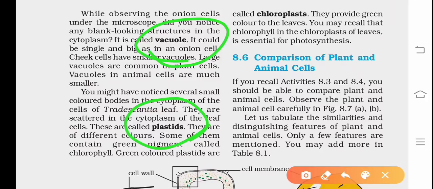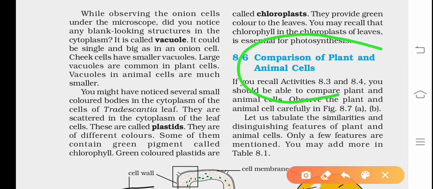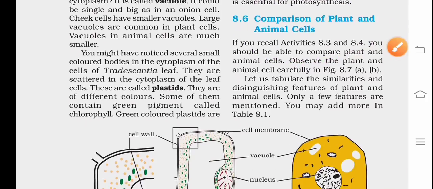They can be like chloroplast, which consists of the green pigment called chlorophyll and helps in the process of photosynthesis in plants. But the plastids are present only in the case of plant cells and not in animal cells. Now we will compare the structures of the plant and animal cells from the given diagram.